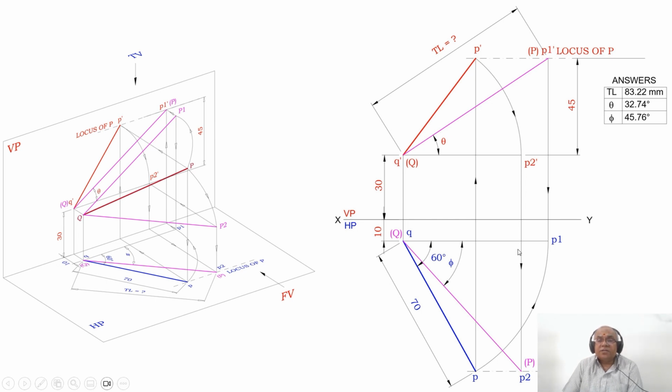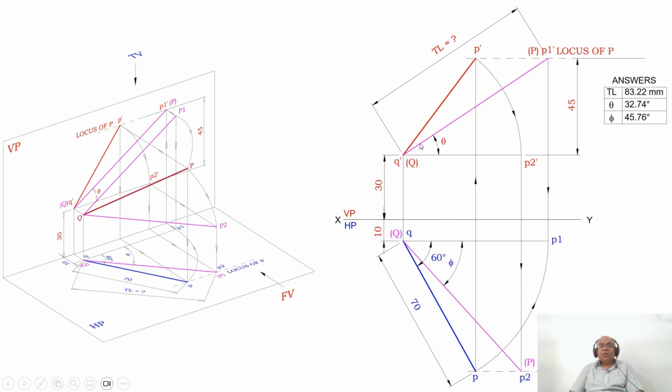Since the line is parallel to HP, you are getting the true length in the horizontal plane, that means in the top view. So draw a vertical projector from here till the locus of P in the top view and mark that point as P2. Since this line is parallel to XY in the front view, obviously in the top view that line will be in true length. So you mark that point as capital Q and this point as capital P. Then find out the true length. So this is how you will be able to create the drawing.